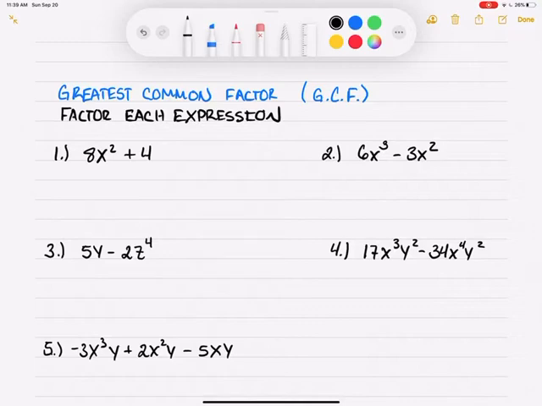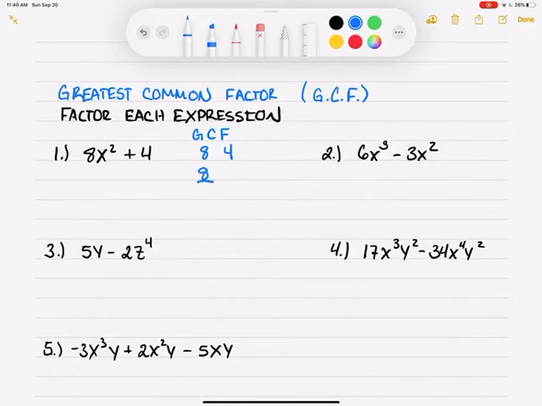In the first example, I have two terms I'm looking at. I have 8x squared and I have 4. I know that they're separate terms because they're separated by an addition sign. So I'm looking for the greatest common factor between 8x squared and 4. Really, I know that x squared is not going to have a greatest common factor because there's no variable attached to that 4. So what I'm looking at are the numerical coefficients, which are 8 and 4, and I'm trying to figure out what the greatest common factor would be.